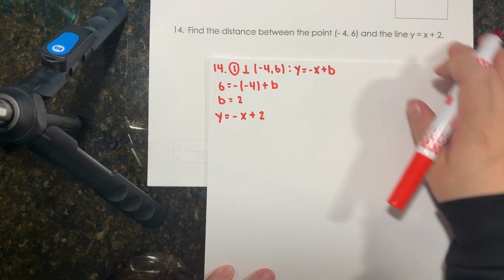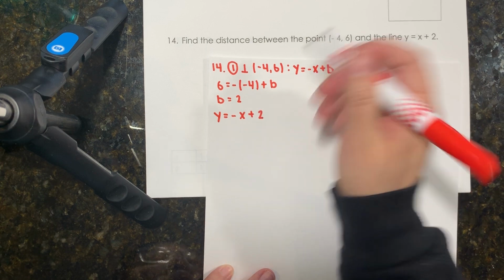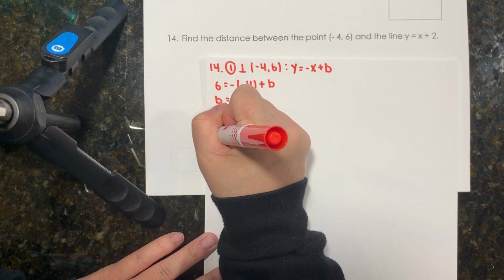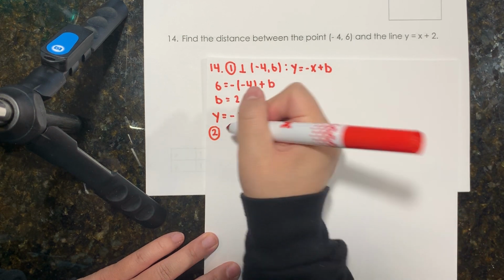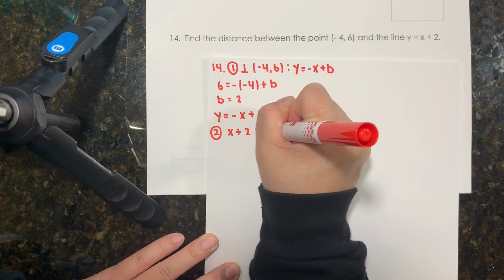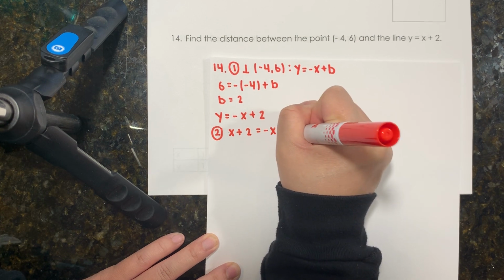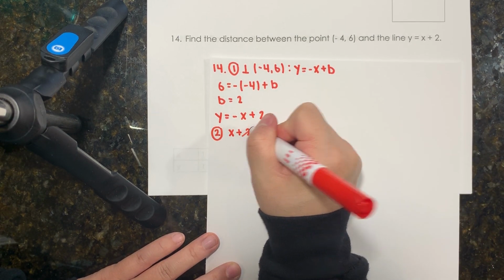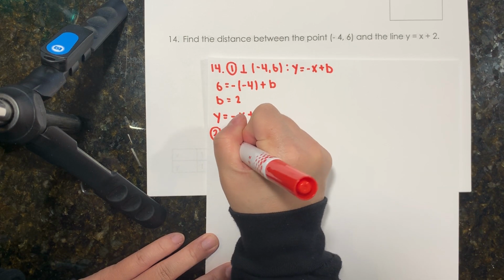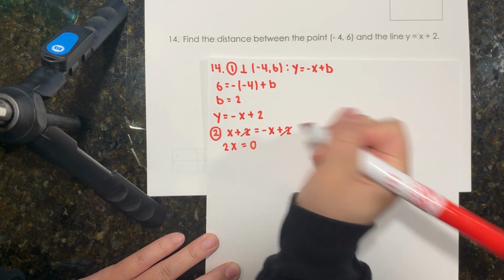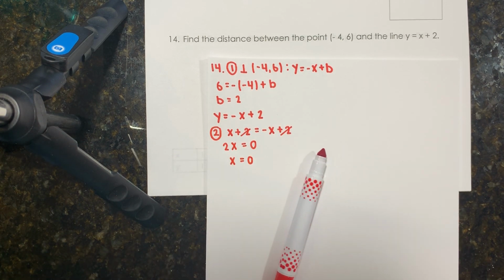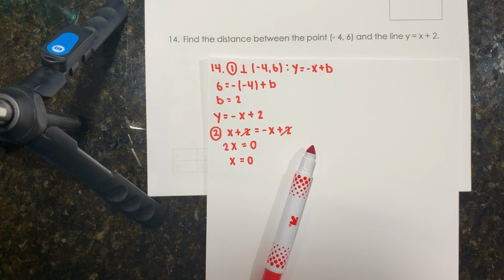Now what we're going to do is solve for where this line, the original line, and my perpendicular line intersect. So the way you do that is by setting them equal to each other. So I'm going to set my original x plus 2 equal to -x plus 2. Well, you'll see that the 2's are going to cancel. And when I bring the -x over, that would give me 2x is equal to 0, which means that my x coordinate where they're going to intersect is going to be equal to 0.